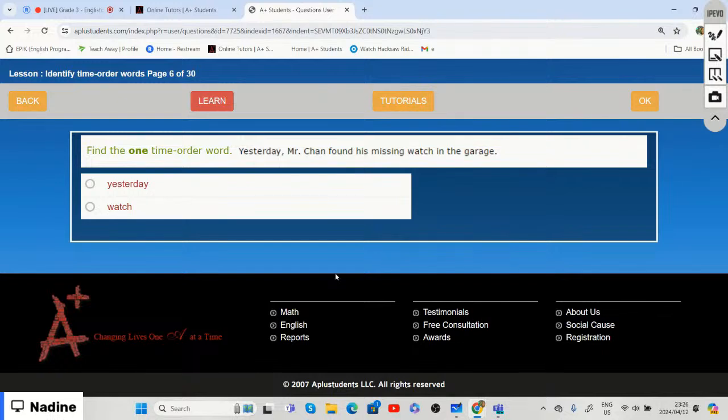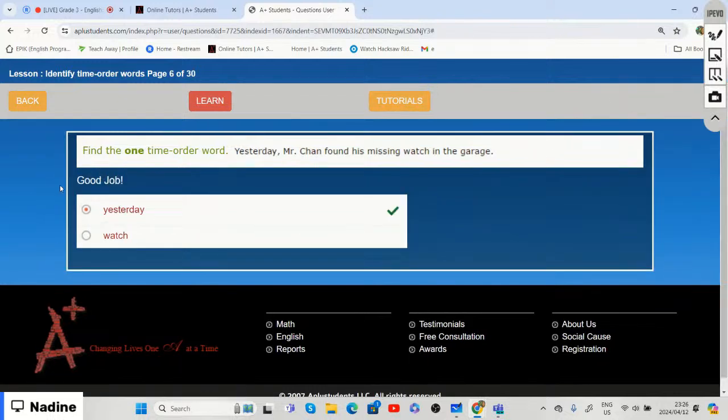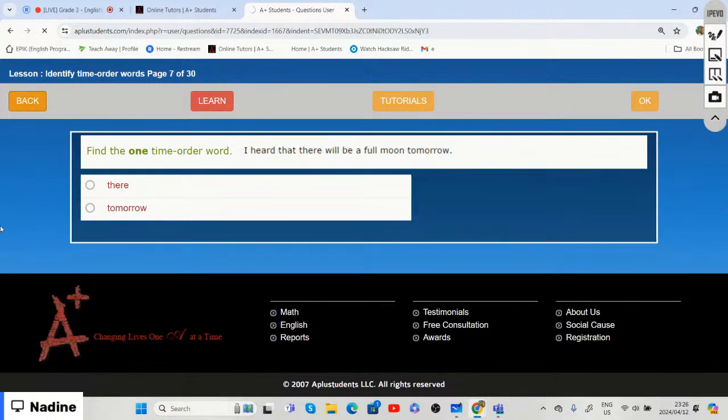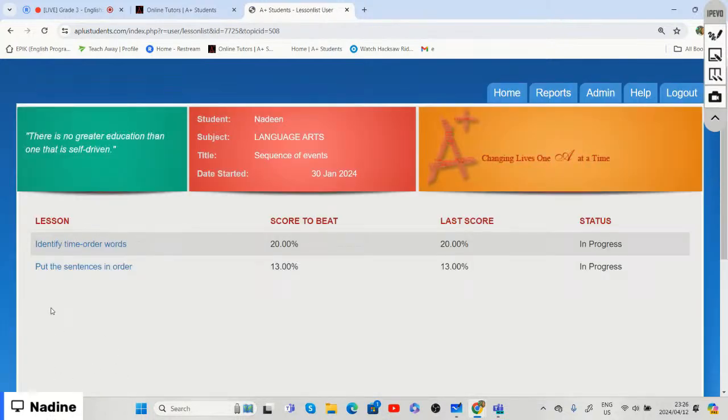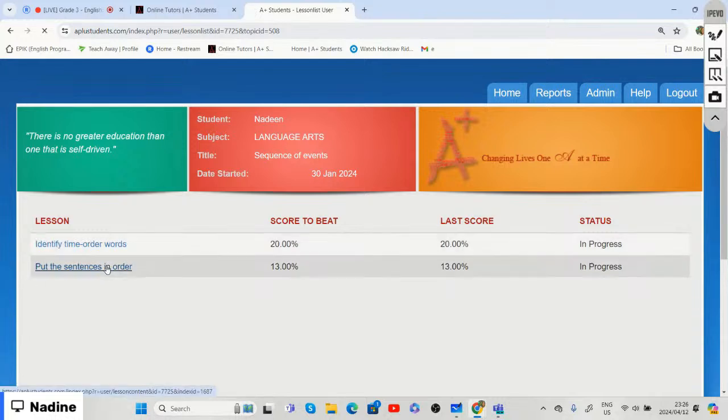All right, then if we choose the correct one, we would say it is yesterday, right? So that is the first option, and it is yesterday. So well done. Yesterday tells us when that event is happening. Now we're going to put the sentences in order.